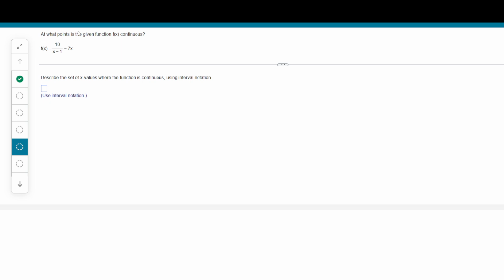At what points is the given function continuous? This function is a rational function, and a rational function is continuous everywhere in its domain. So you need to just find the domain of this function. At x equal to 1, the function is undefined. So the domain of the function is all the real numbers except 1. So the function is continuous everywhere except 1.